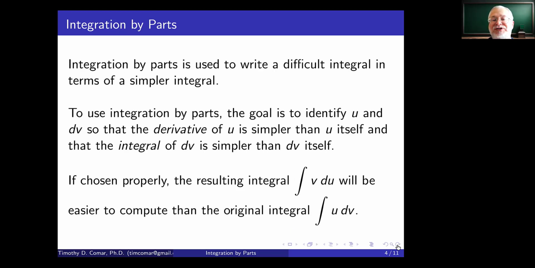So integration by parts is used to write a difficult integral in terms of a simpler integral. To use integration by parts, the goal is to identify the u and the dv so that the derivative of u is simpler than u itself, and the integral of dv is going to be simpler than dv itself. If chosen properly, the resulting integral of v du will be easier to compute than the original integral that we started with, the integral of u dv.